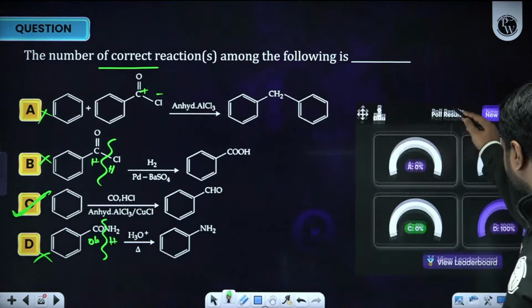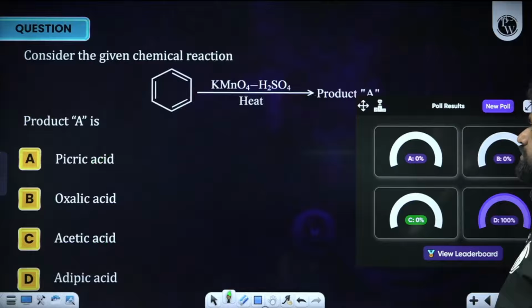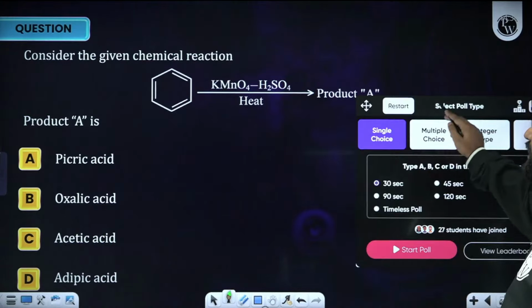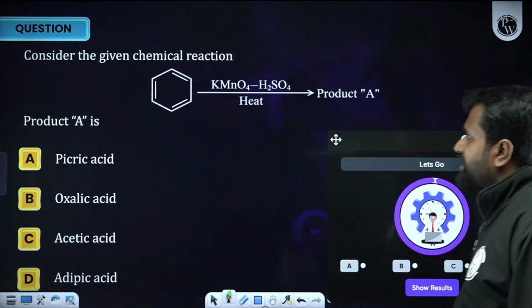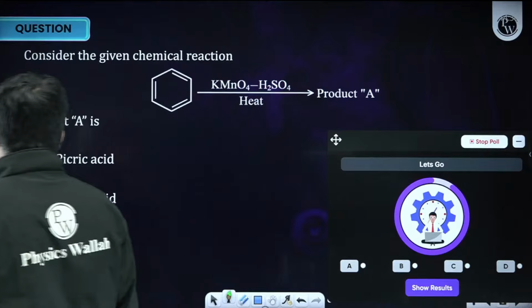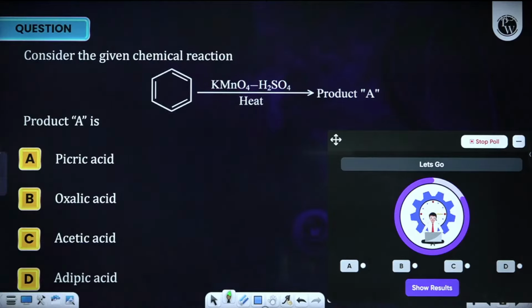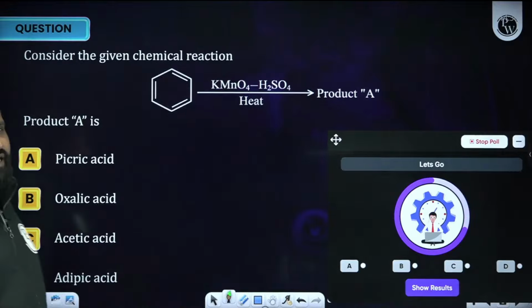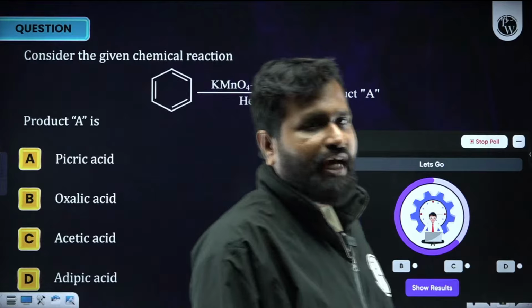Next question. Consider the given chemical reaction. Identify product A. KMnO4 in presence of H2SO4, benzene. Direct question. These questions are direct questions.